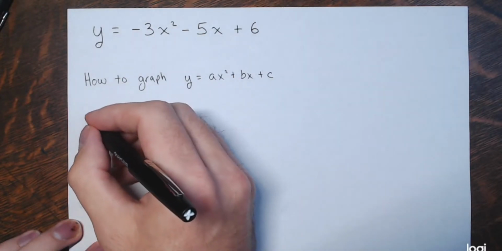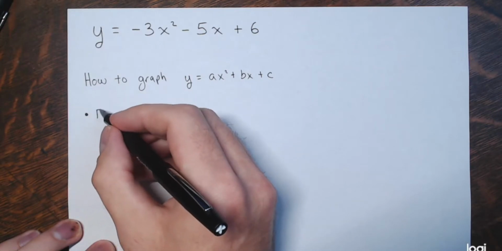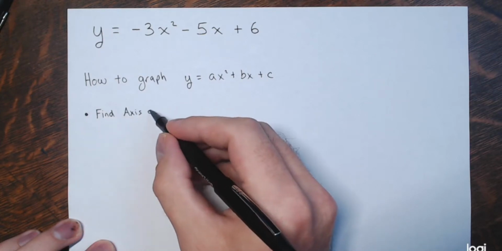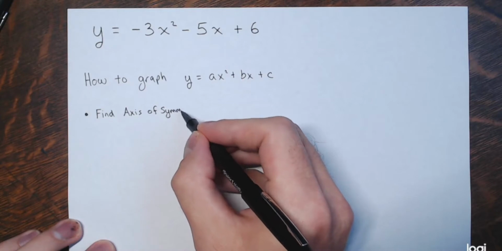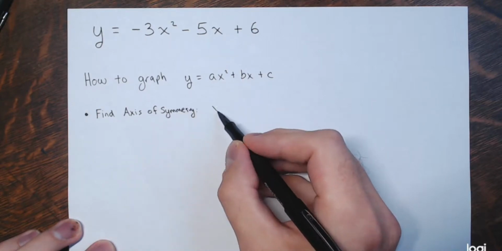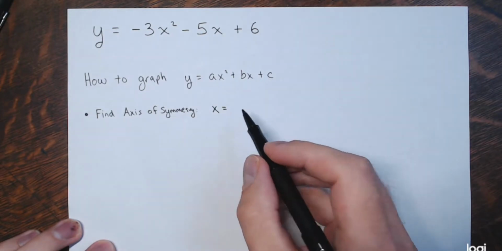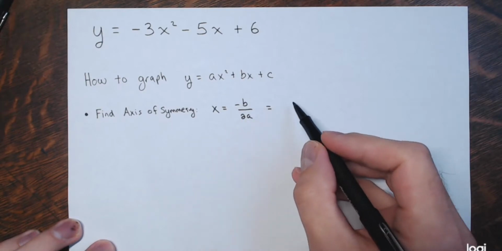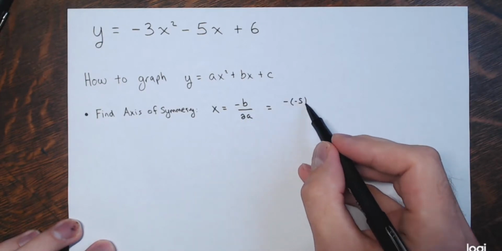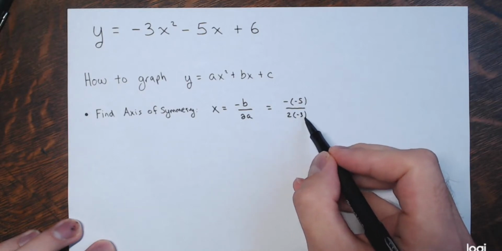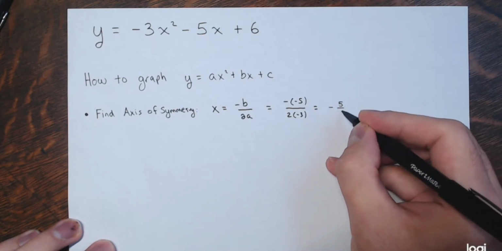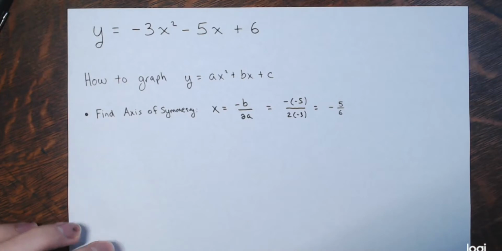So the first thing I do is I find the axis of symmetry. And remember, that was a vertical line, x equals negative b over 2a. So for this one, that would be the opposite of negative 5 divided by 2 times negative 3. So that'd be positive 5 divided by negative 6, that'd be negative 5/6. X equals negative 5/6.